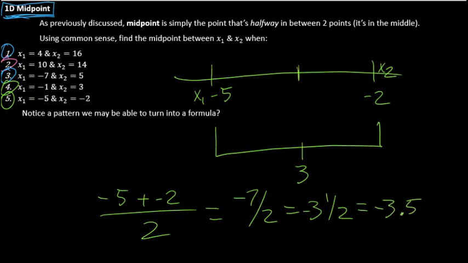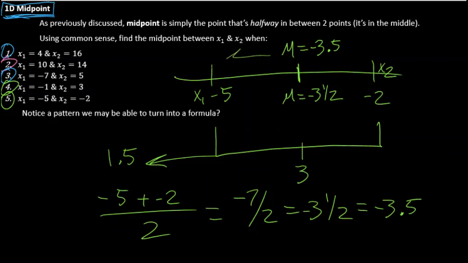So that means my midpoint is supposed to be negative 3.5. Let's use common sense for a second here. The distance is 3, half of that is 1.5, so I'm going 1.5 in this direction and 1.5 in this direction, and that should put me right smack dab in the middle of x1 and x2. Now let's see if that's true or not.